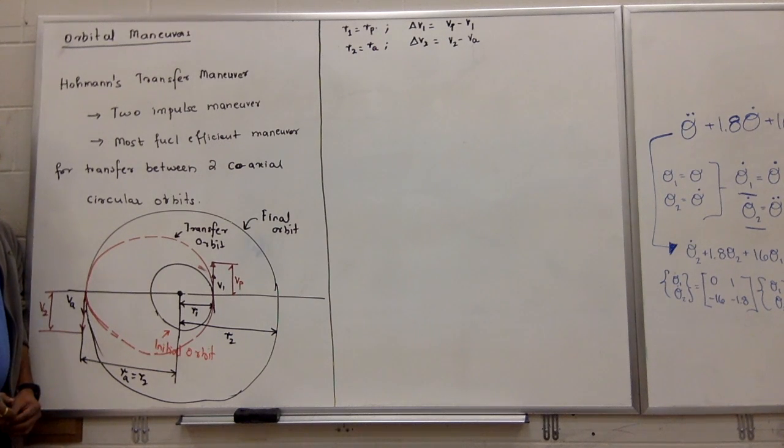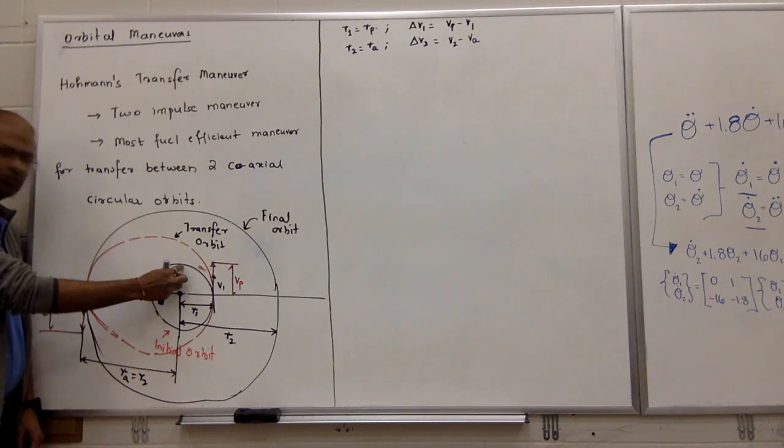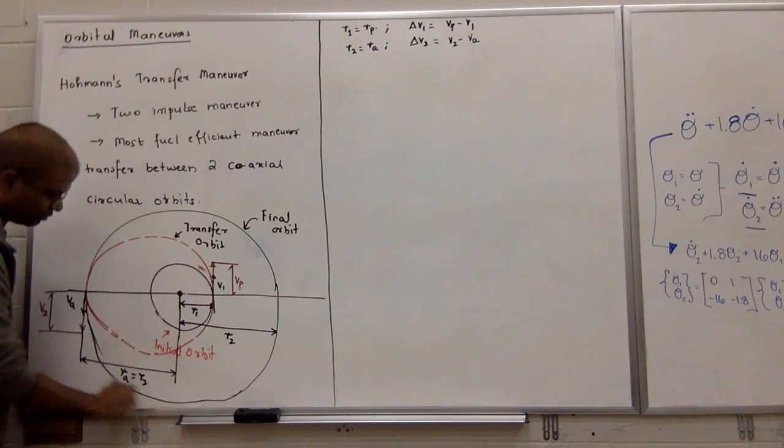Think about it. What stage are you at? Do I have to do it here? Can I do it here? Yeah, you can do it anywhere. It's a circular orbit, so it doesn't matter. I can do it anywhere.